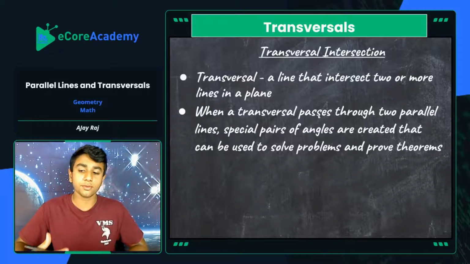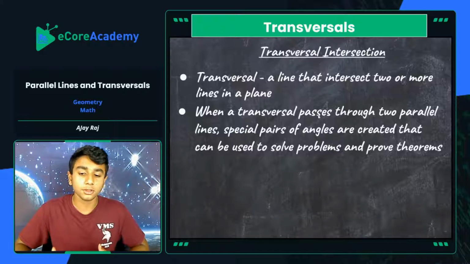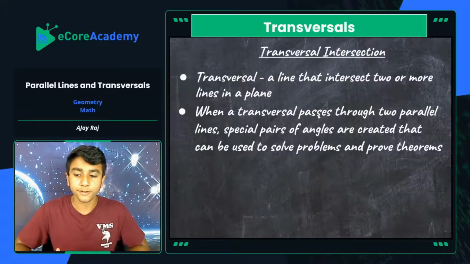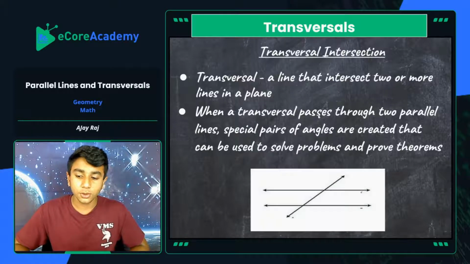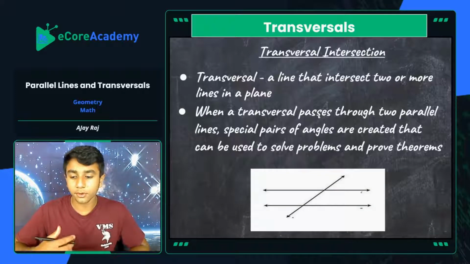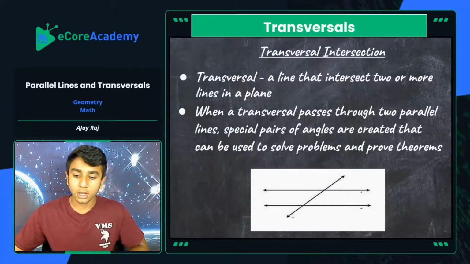When a transversal passes through two parallel lines on a plane, special pairs of angles are created that can be used to solve problems and prove theorems. So this is an example of that. You're given your line L here. I'll circle that here. So this is one line, and this is your other parallel line. These two lines are parallel to each other, and those parallel lines are shown on a plane.